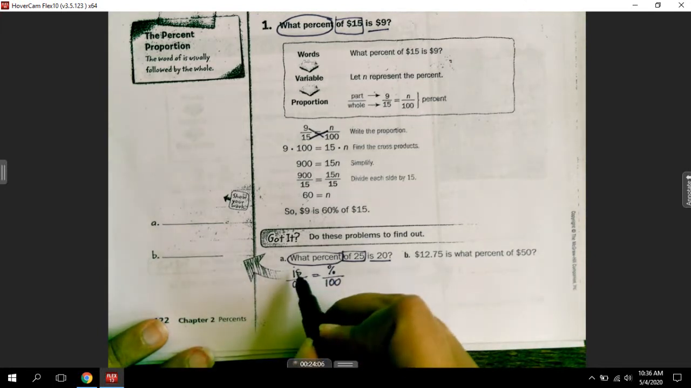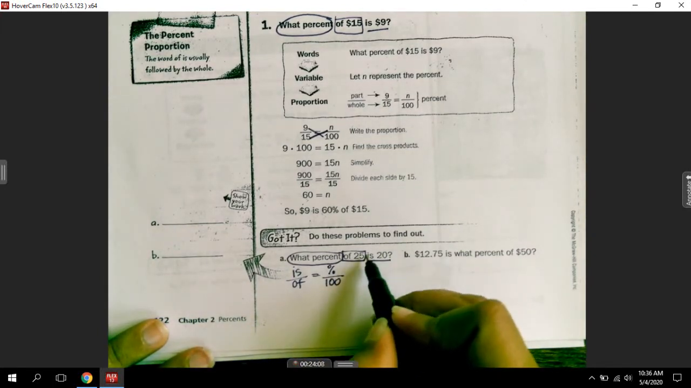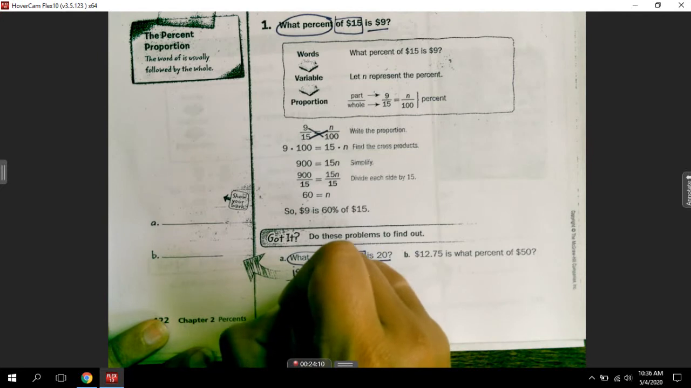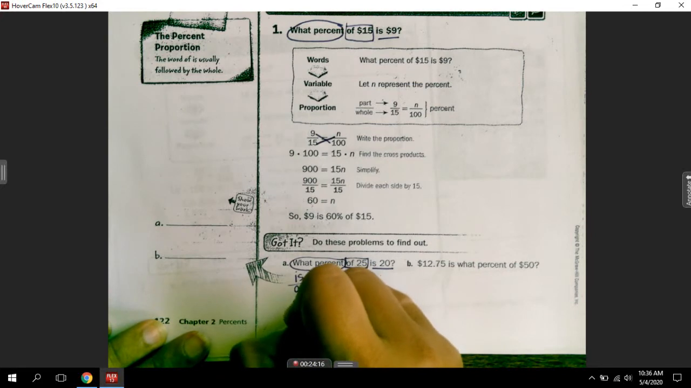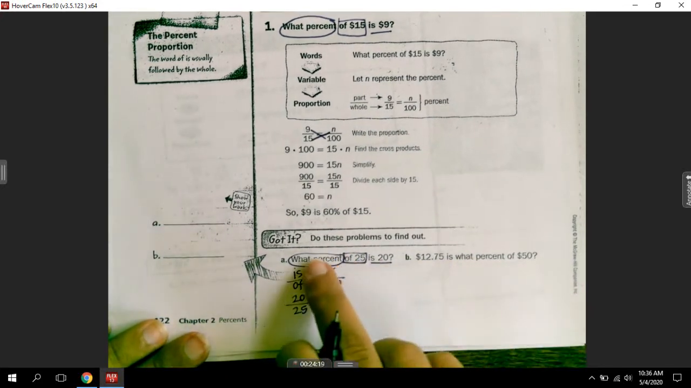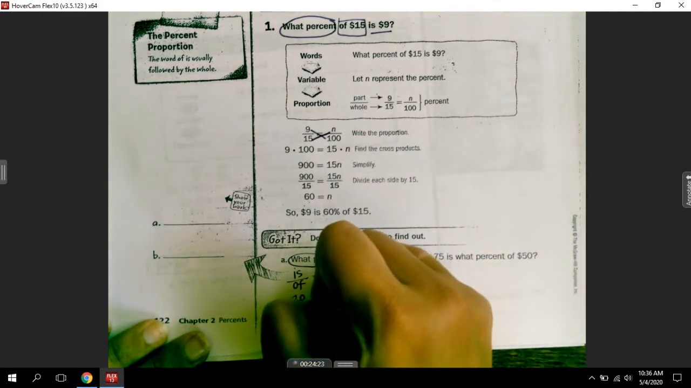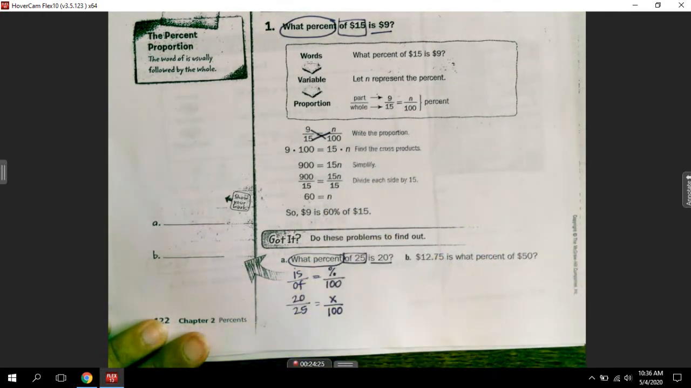So what goes with is? The number underlined with is 20. So you're going to replace is with 20. Of with 25. So 20 over 25 equals percent over 100. We don't have a number with percent. That's what we're finding. So I'm just going to say equals x over 100. Okay. So there's your proportion.